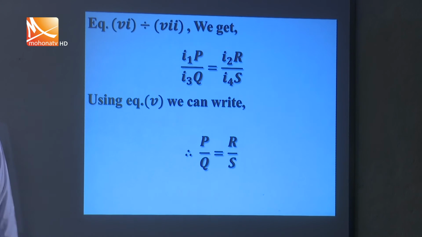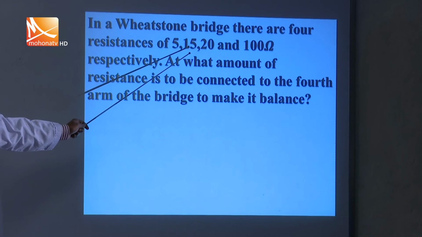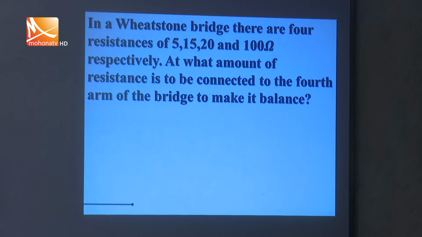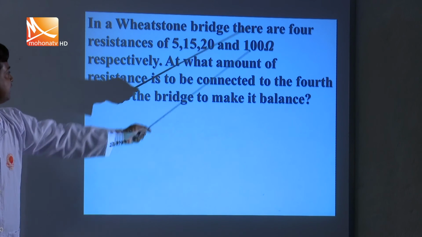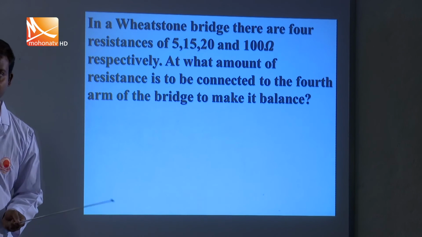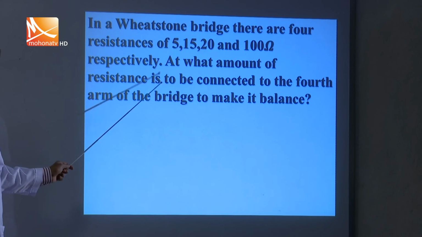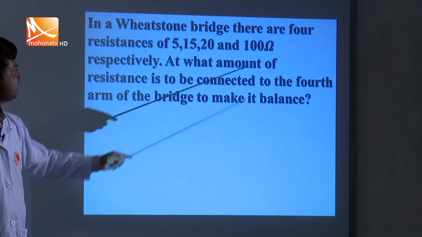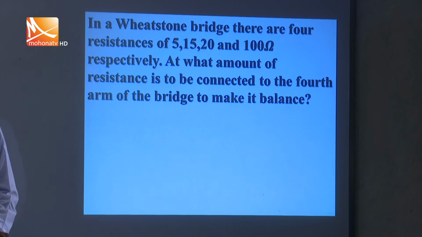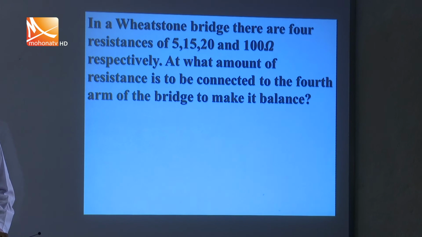Now, my dear young learners, do some mathematical problems to make it clear. So, in a Wheatstone bridge, there are 4 resistances of 5, 15, 20 and 100 ohm respectively, that is P, Q, R and S. What amount of resistance is to be connected in the 4th arm of the bridge to make it balanced? That means you have to get a balanced circuit by rearranging the resistance in the 4th arm. That means the resistance given here is not the actual value. To make it balanced, you have to get the actual value of the 4th resistance, that is S.